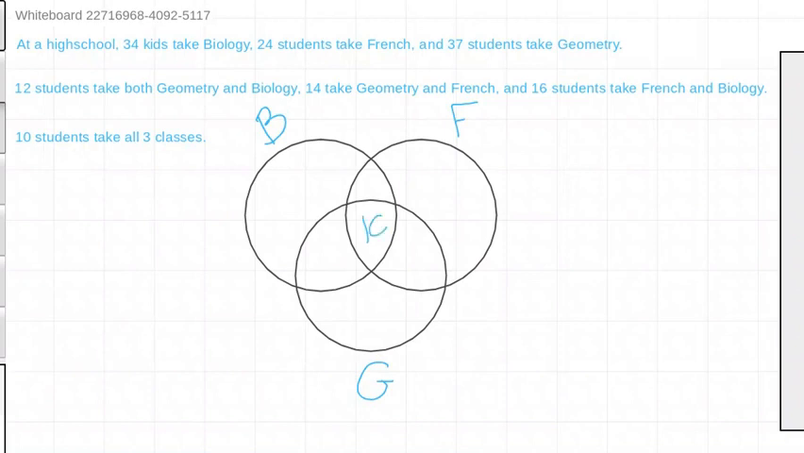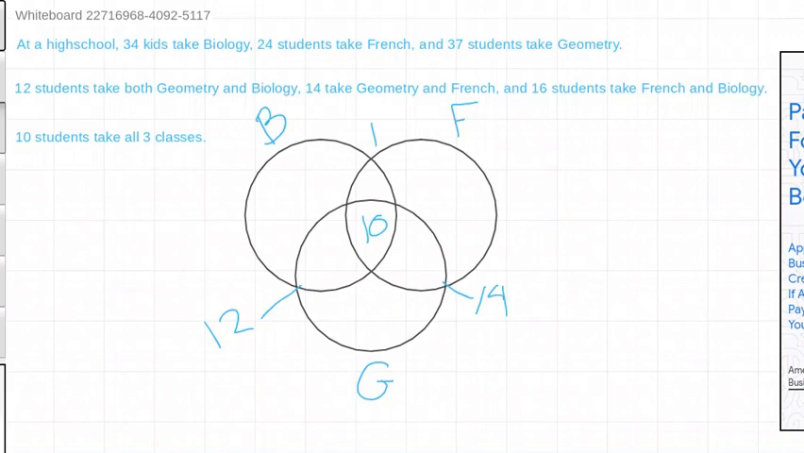All right, we're going to put our 10 in the middle. We are going to put what we know as the dash. So 12 students take biology and geometry, 14 take French and geometry, and 16 take biology and French. So now we just have to subtract that from our most inner value. So 16 minus 10 is 6, 14 minus 10 is 4, and 12 minus 10 is 2.